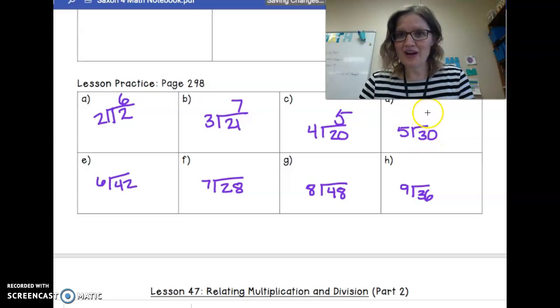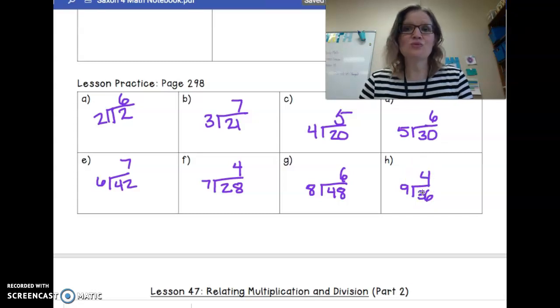30 divided by 5, divided into 5 is 6. 42 divided by 6 is 7. 28 divided by 7 is 4. 48 divided by 8 is 6. And 36 divided by 9 is 4.